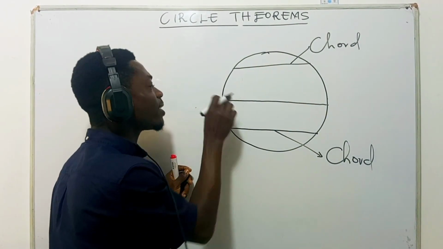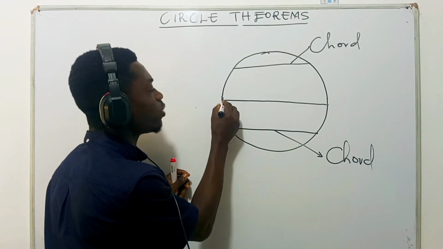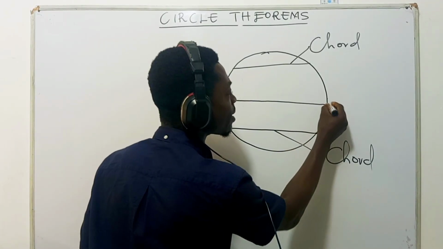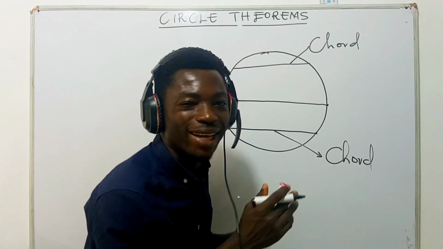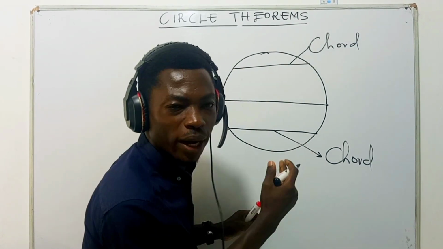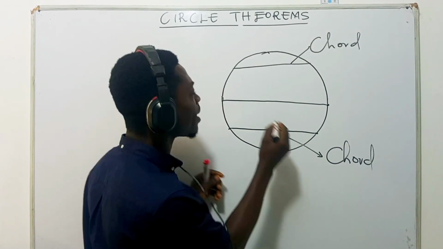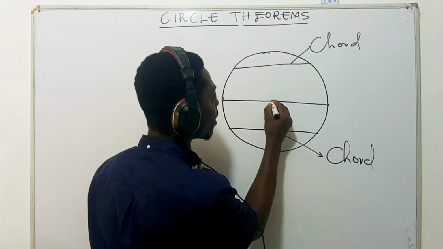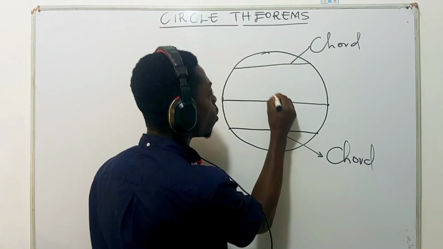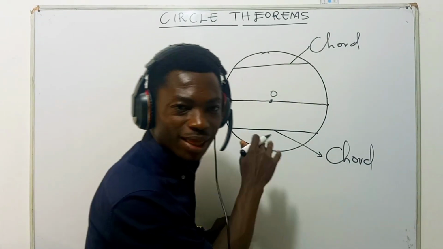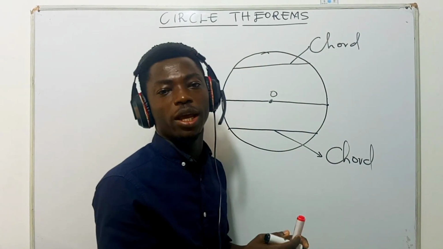Now, we can clearly see that this line segment here is touching 2 points on the circumference of the circle. Can we still call this a chord? Obviously, yes, this could be called a chord. But when there's a statement that this chord is passing through the center, then it has to have a special name.